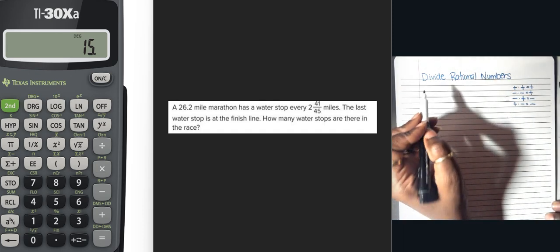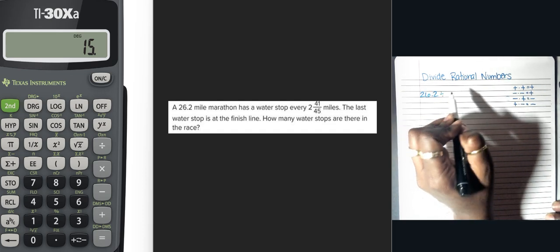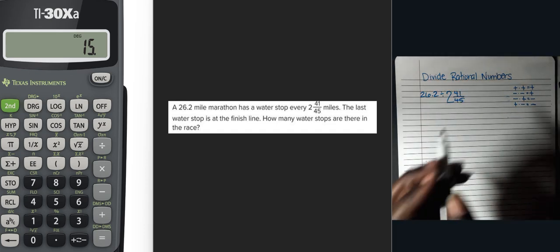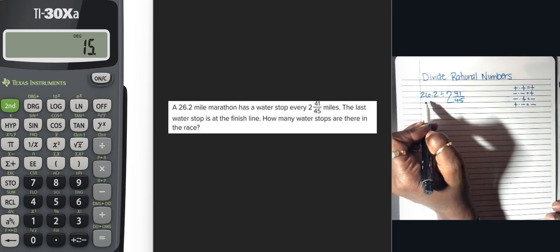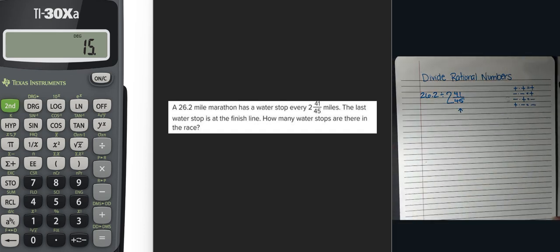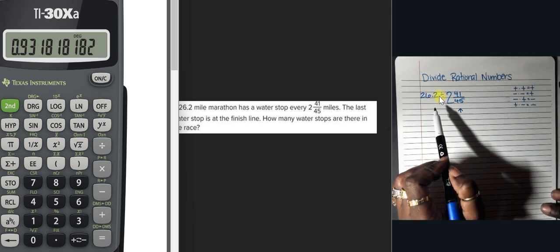We are starting with 26.2 miles, and we have a water stop every 2 and 41/45 of a mile. I notice that we have a decimal and we also have a fraction. So let's see if we can convert this into a decimal. I'm just going to convert the fractional piece, 41 divided by 45. It looks like it's a repeating number, so I cannot convert it. So what I will have to do is change all of my terms into fractions.